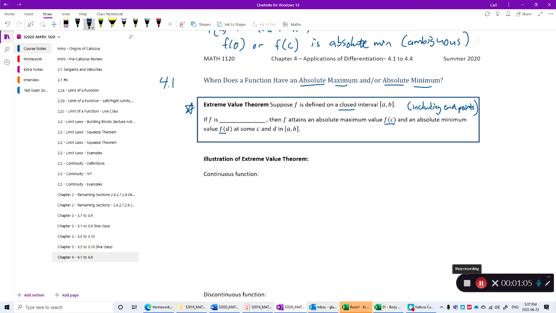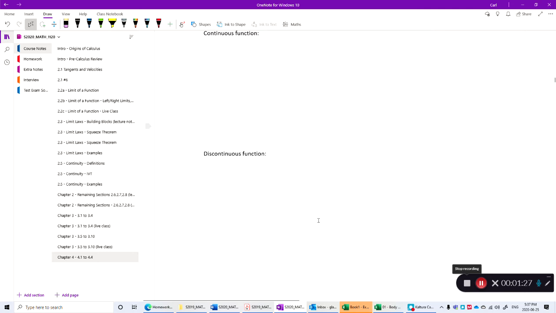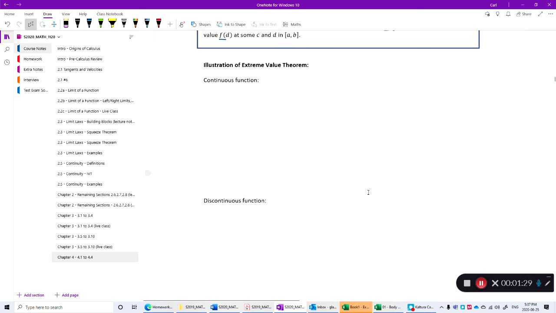So what is this critical property? It's just continuity. If f is continuous, then f attains an absolute max and an absolute min. So that's neat. Continuous functions on a closed interval have an absolute max and an absolute min somewhere. So let's take a look at an example of a case where this works when it's continuous, and then the opposite case where it's not continuous.